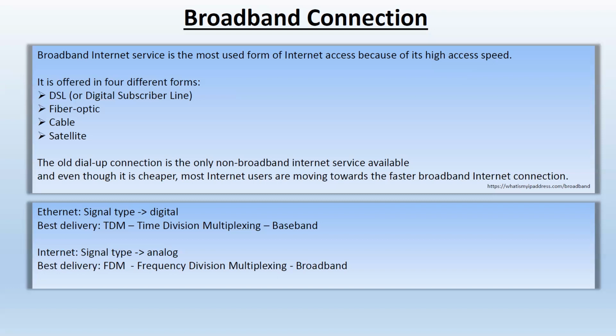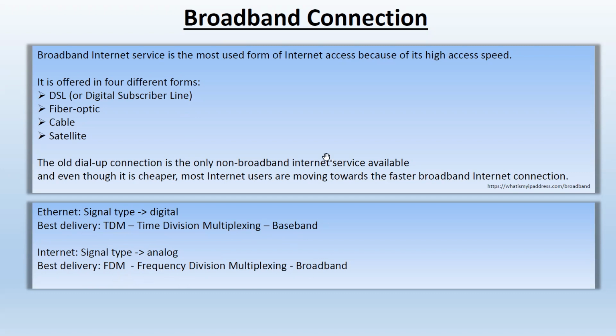A dry loop is a telephone line that carries only DSL signal, no voice circuitry. All right. So, the broadband versus baseband. Now, Ethernet signal is a type of digital signal. That's best delivered using time division multiplexing as a baseband. And internet, that's the signal coming from the outside, is analog, and it uses frequency division multiplexing.